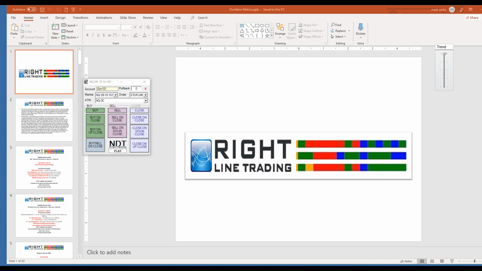What we're going to be looking at today is the NDT, which is Ninja Dome Trader, a trade execution tool. It's a way of getting better entries on your trades, taking less slippage, and being able to execute a trade in a fast market without running around on the Superdome. So we're going to go over all of these things.